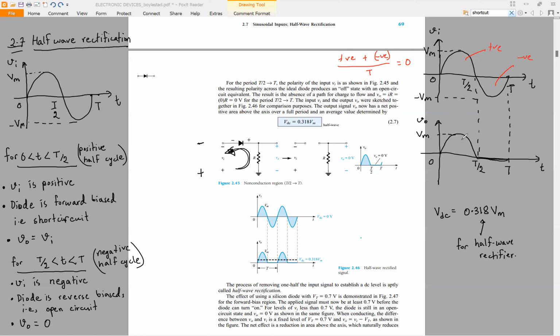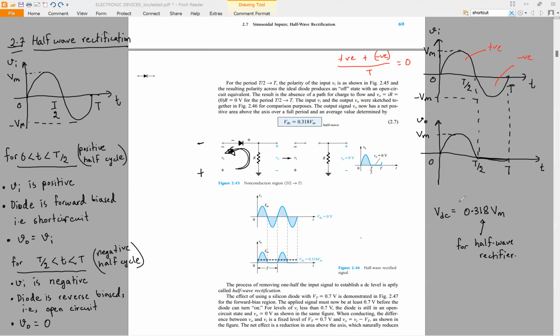But in the output voltage we only have positive values, because the negative values we have rectified. We have eliminated the negative values. That's why the circuit is called a rectifier, because it has removed the negative values of the input from the output. So the DC value of a half wave rectifier is 0.318 Vm.